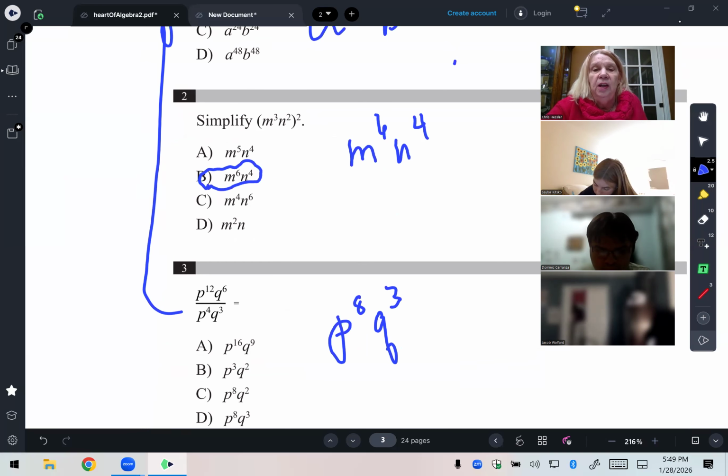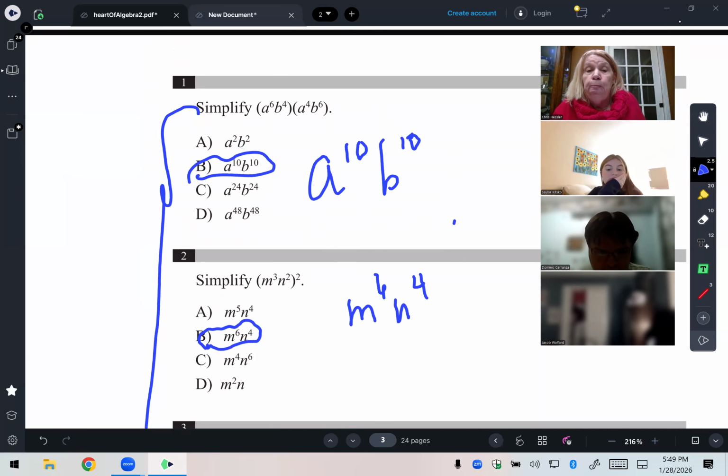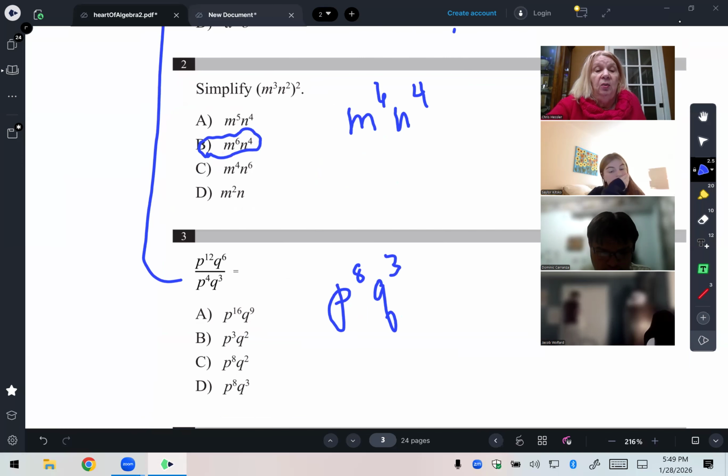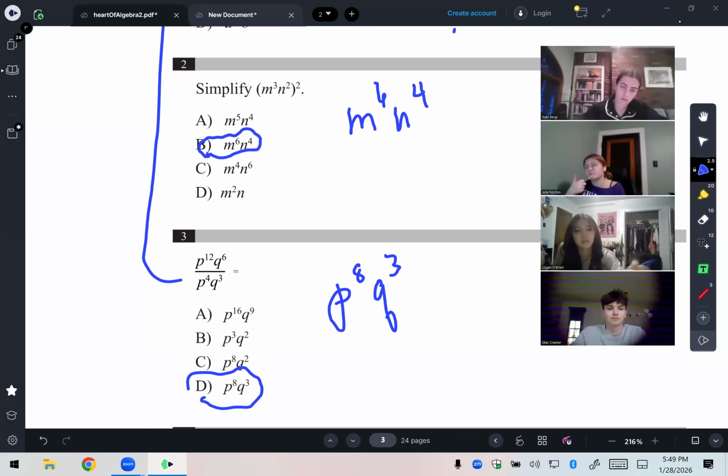Okay, let's go over these. So the first one would be B, the second one would be B, and the third one we subtract. So it would be D, right, Jim? Yeah. Okay, everybody good with those? Okay, now how do I? This group good?